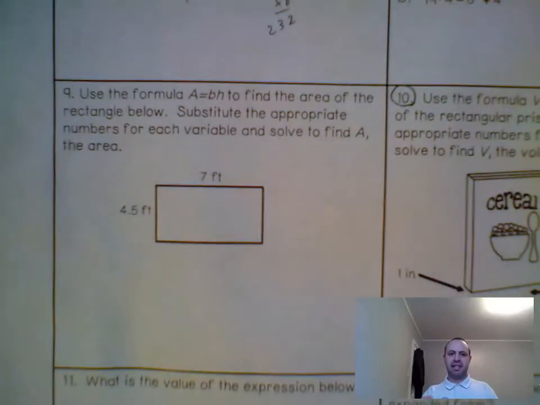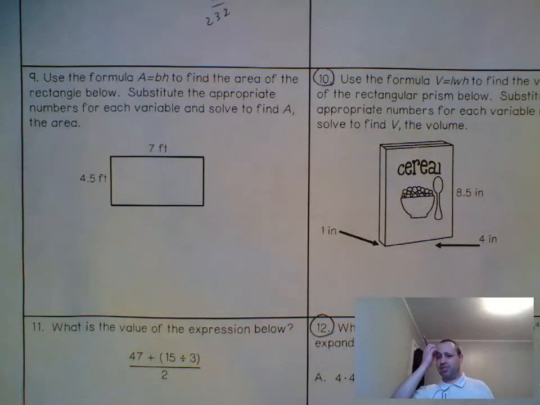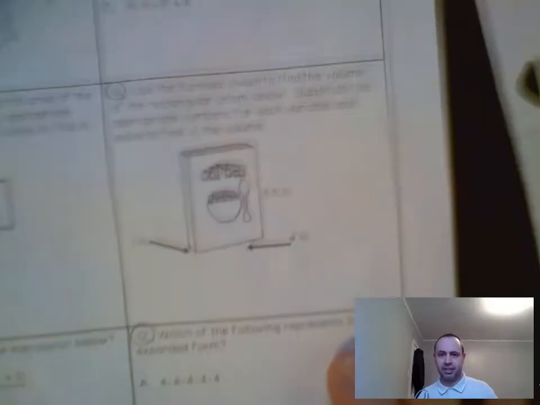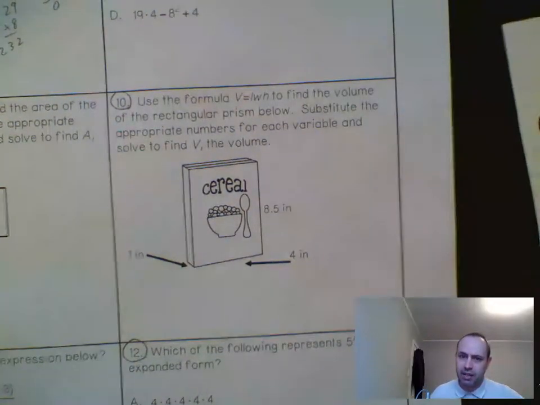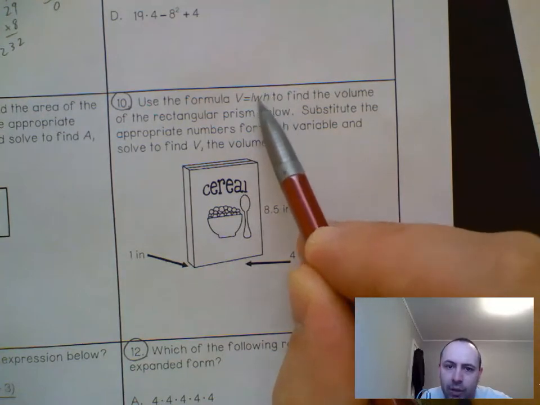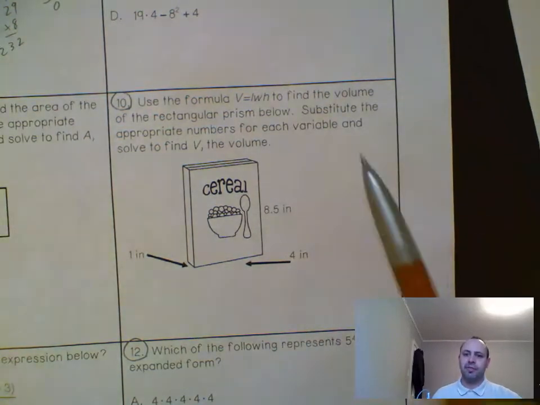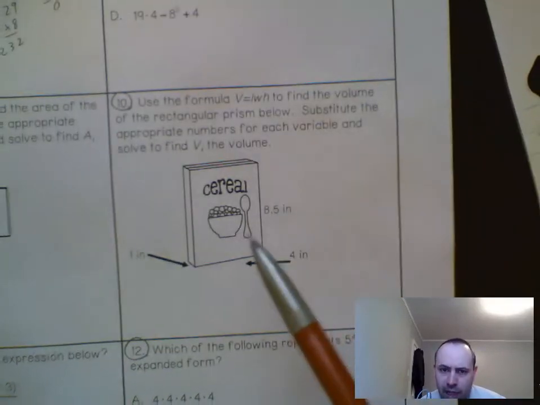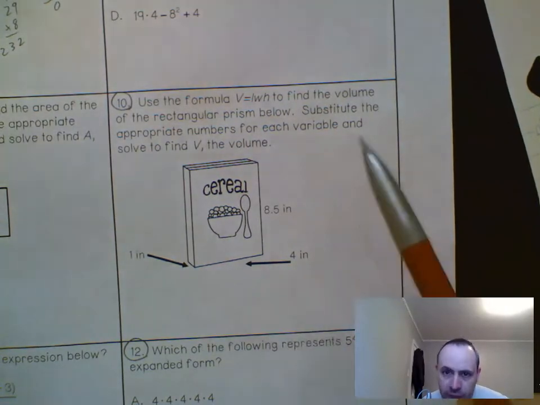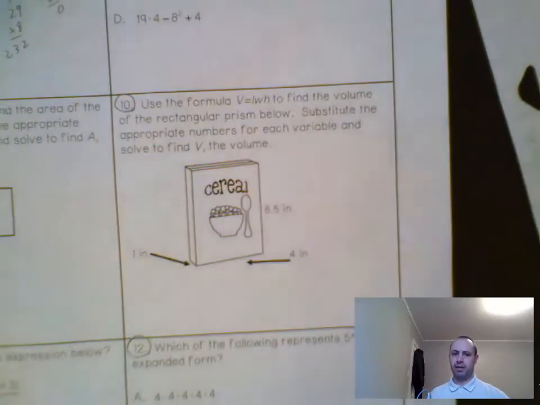All right, problem number 9 and 10 are similar. They give you a formula, and you're going to have to plug in some numbers and see what you get. So let's take a look at like number 10. All right, you'll do number 9. Let's take a look at 10. It says to use the formula V equals LWH, that means volume equals length times width times height. When they're next to each other like that, that means to multiply length times width times height to find the volume of the rectangular prism below. All right, cereal box is called a rectangular prism. That's the shape you call it. Substitute the appropriate numbers for each variable and solve to find V, the volume.